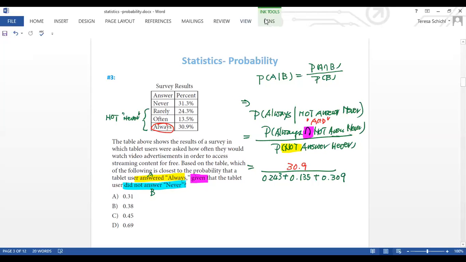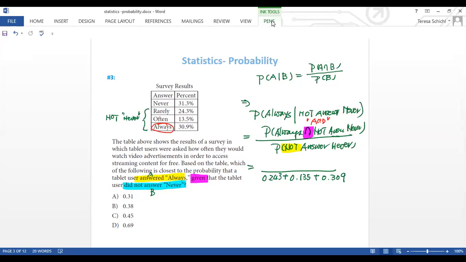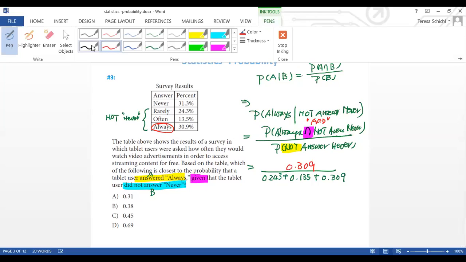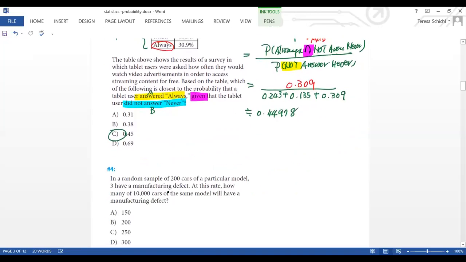So I'm sorry, it's not 30.9, it's 0.309, right? So I need to change it to 0.309 here. So if you put it into the calculator, this will give you something close to 0.44978. So it's very close to what? 0.45 here. Got it? So this is a very good conditional probability here.